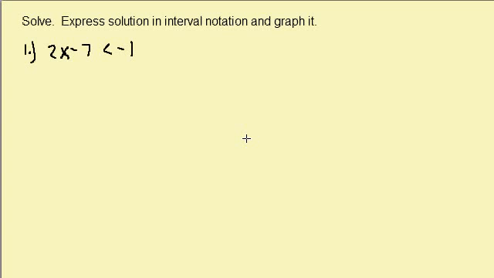Alright, let's look at solving inequalities. We're going to solve the inequality, we're going to write our answer in interval notation, and we're going to graph the solution.